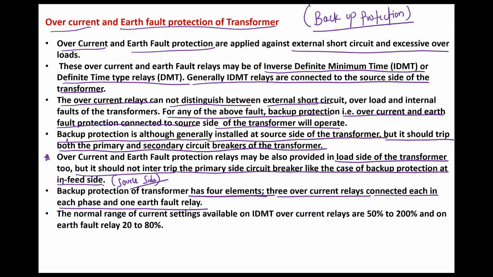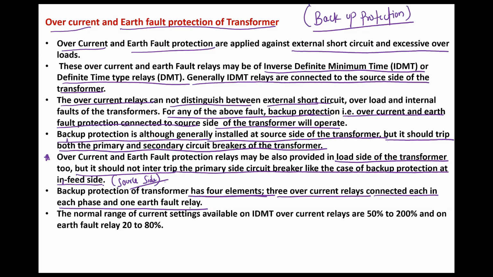Understand? To implement this earth fault and short circuit protection in a transformer, we require four relays: three overcurrent relays, one in each phase, and one earth fault relay. Understand?